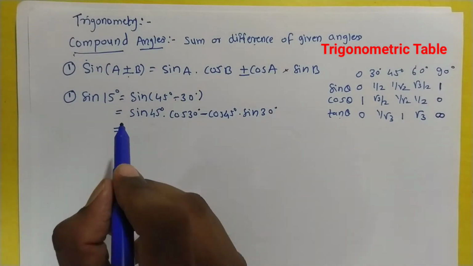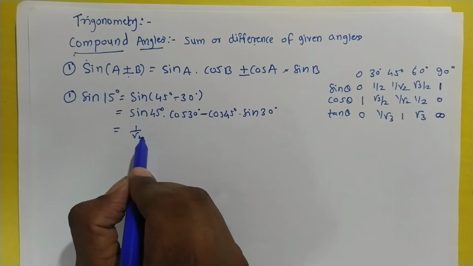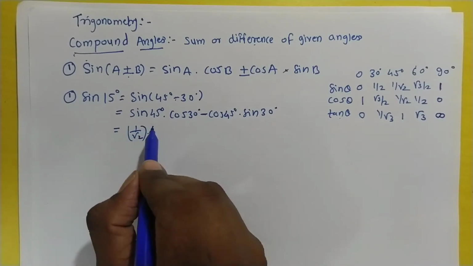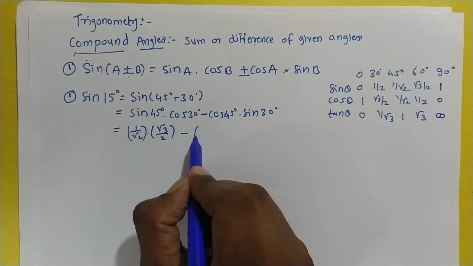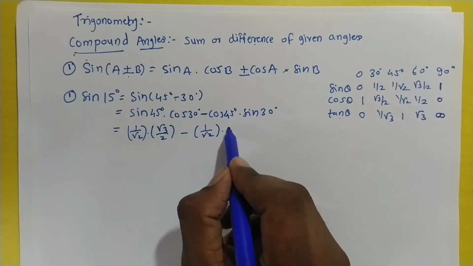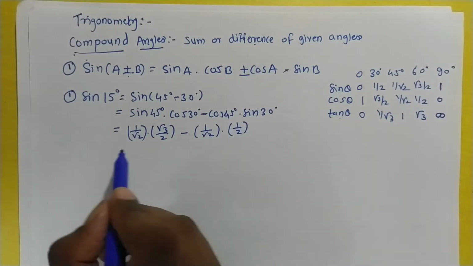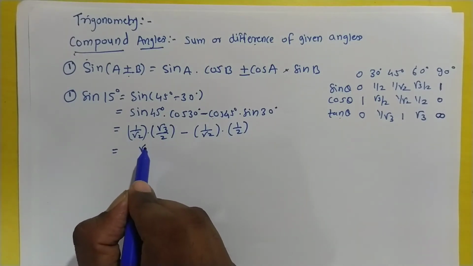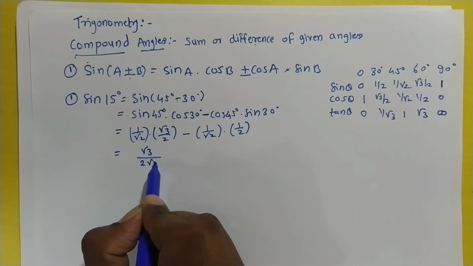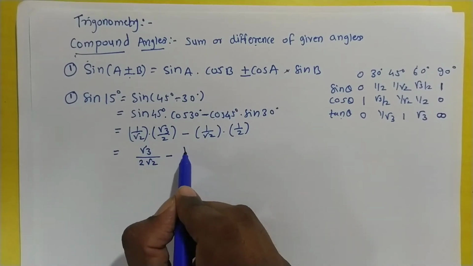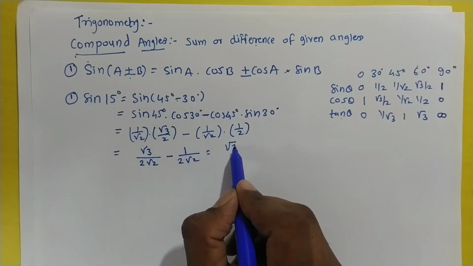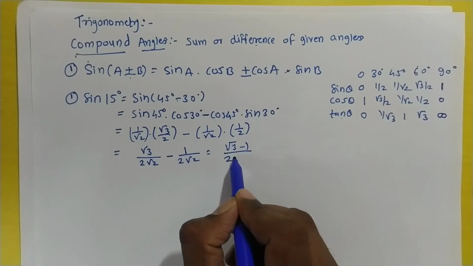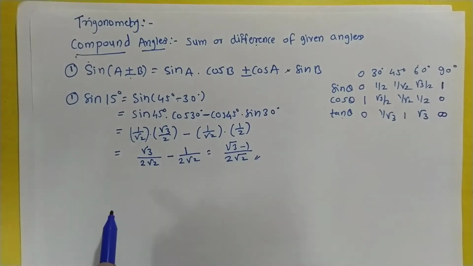So put in the values. Sine of 45, 1 upon root 2, cos of 30 degrees, root 3 by 2, minus cos of 45, 1 upon root 2, sine of 30 degrees, 1 by 2. After multiplying, root 3 divided by 2 root 2 minus 1 divided by 2 root 2. This is a like fraction, therefore we can write root 3 minus 1 upon 2 root 2. This is the required answer.